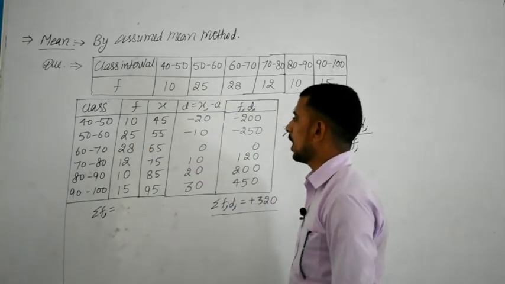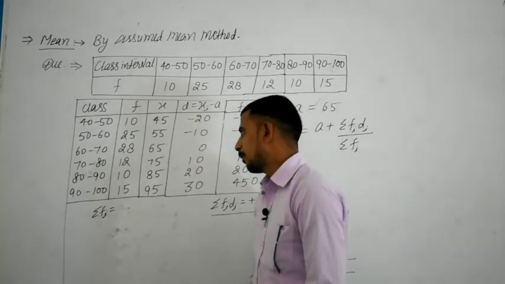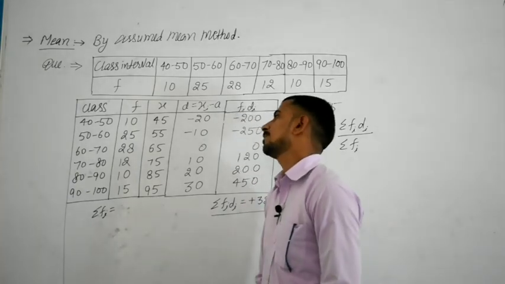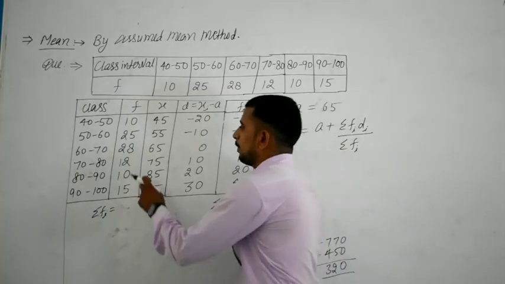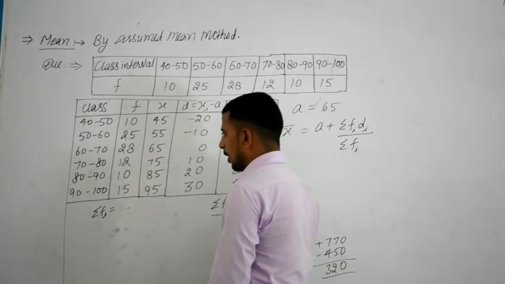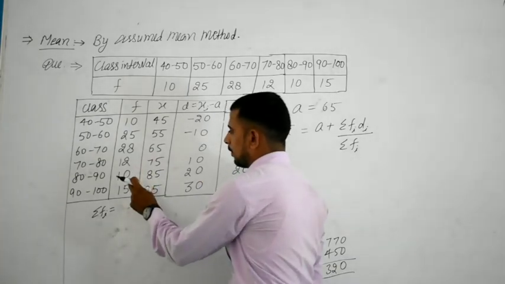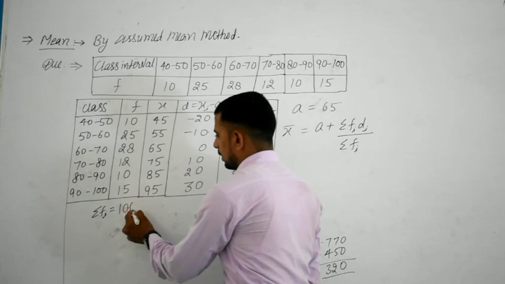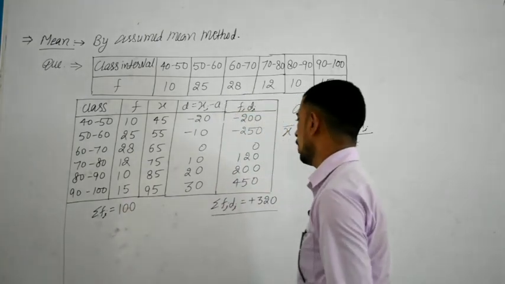After that, summation fi means the sum of all the values of frequencies. 25 plus 10, 35. 35 plus 28, that is 63. 63 plus 12, 75, plus 10, 85, plus 15, 100. Summation fi is equal to 100.